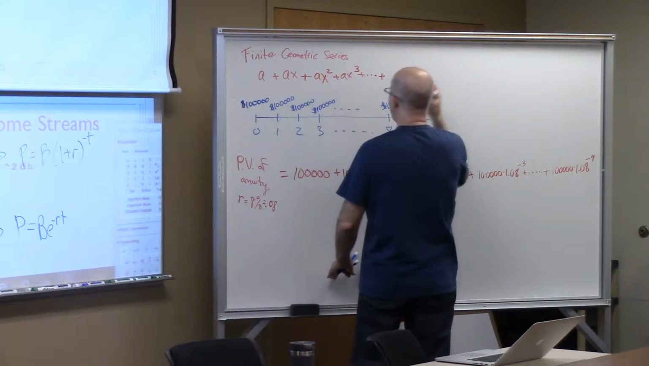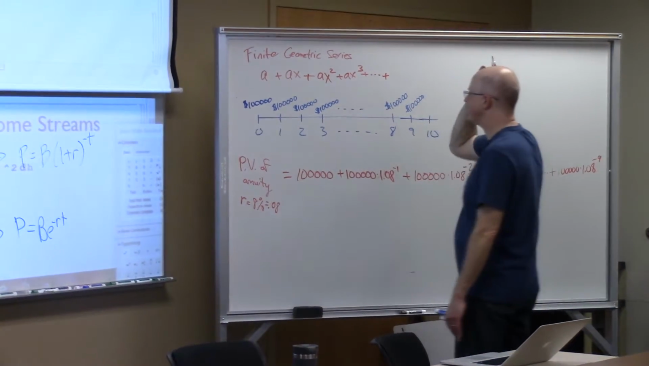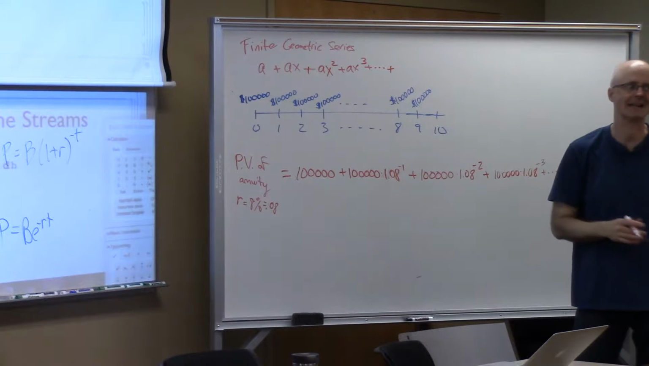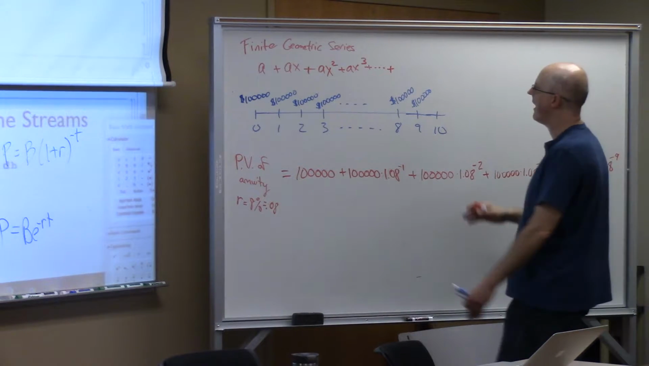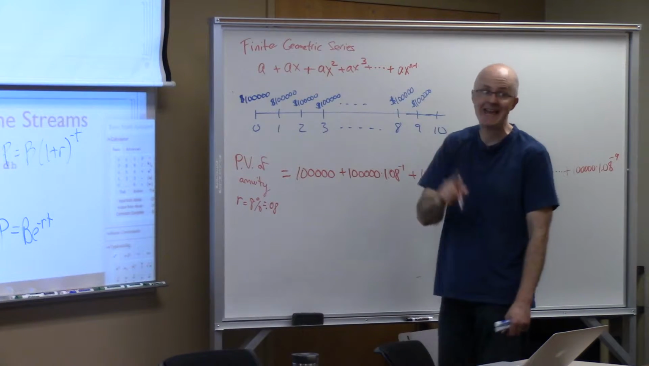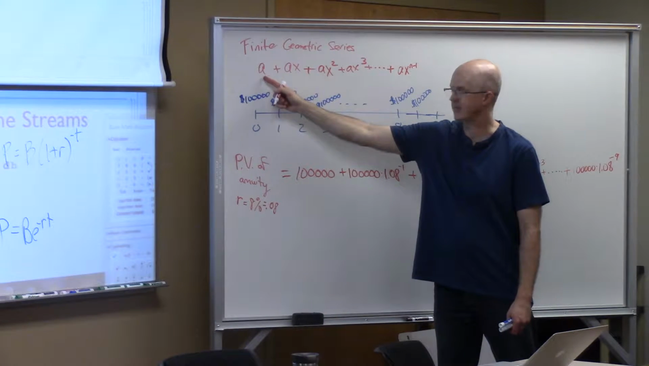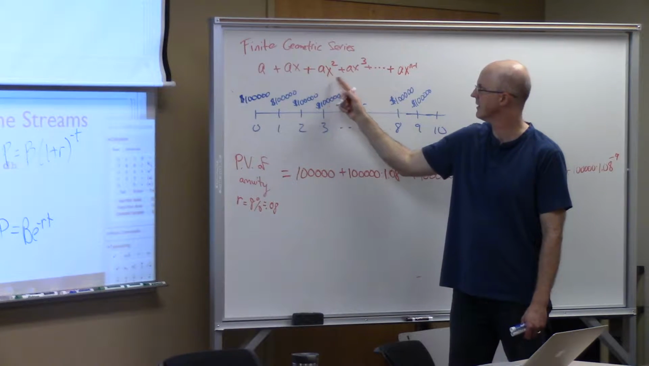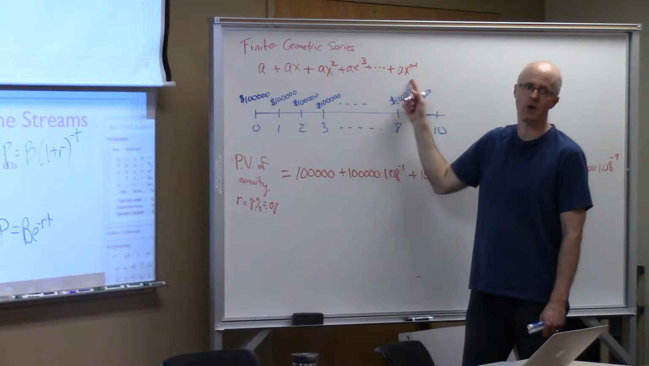You can either write the last term as A times X to the n minus 1 or A times X to the n. It actually doesn't matter. I think I will write it as A times X to the n minus 1 so that I actually have n terms in my sum. That's the first one. This is the second. This is the third, fourth. This is the nth term.